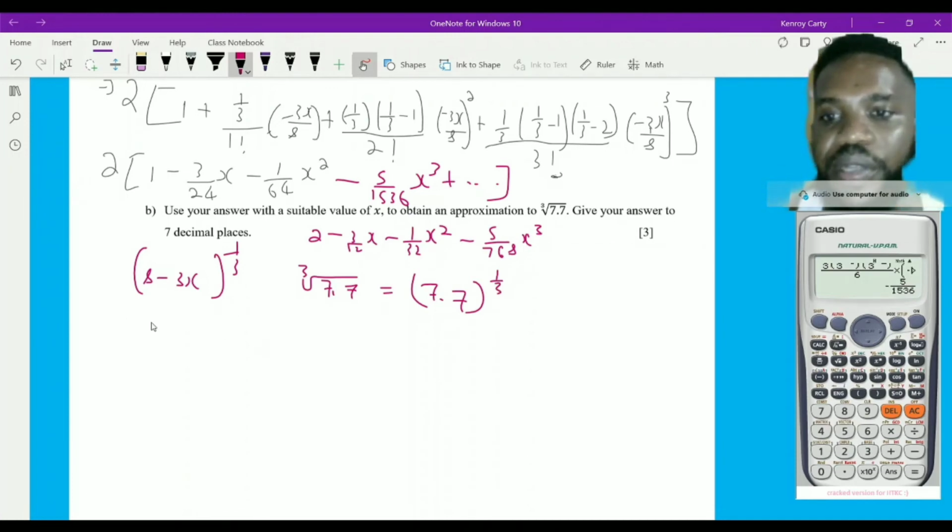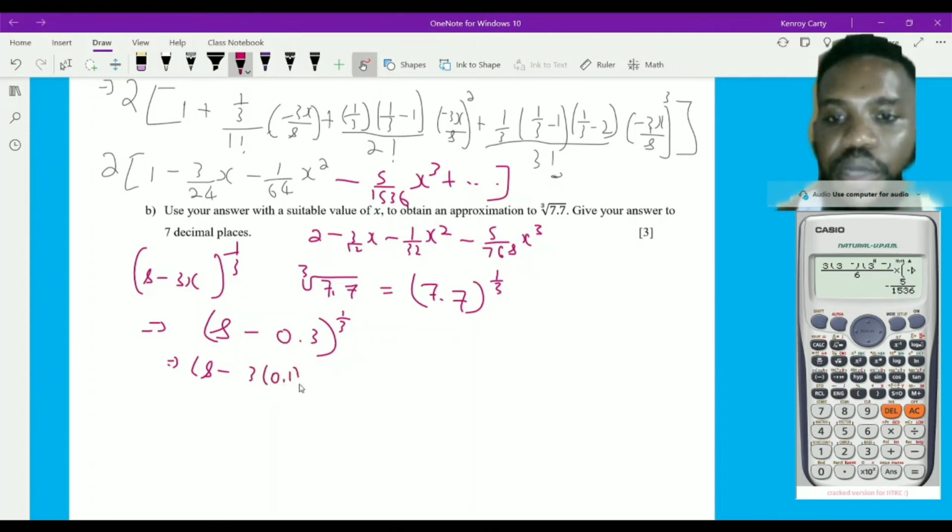Now, first of all, if I'm going to compare it, I need to make the two of them look alike. So 7.7, I can write it as 8 minus 0.3. That's going to give me 7.7 to the 1/3. Now, comparing these two, in the place of 3x, I need to manipulate that. So this is what I'm going to do. This can be written as 8 minus 0.3. That's easy to write because that's going to be 3 times 0.1, of course, raised to the 1/3.